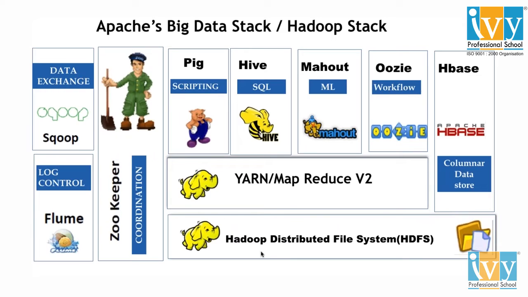Core Hadoop has HDFS for storage. HDFS is like the file systems you have for Windows and Unix. Similarly, when you want to store data in a distributed manner, you will have a distributed file system, but this one is for Hadoop. That's why it's called Hadoop Distributed File System, that is HDFS. Then you have MapReduce.